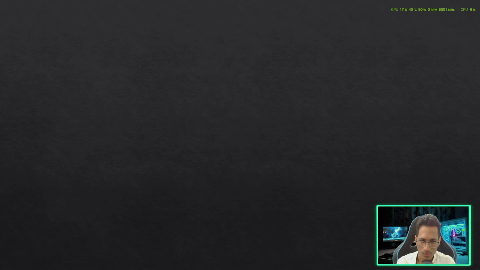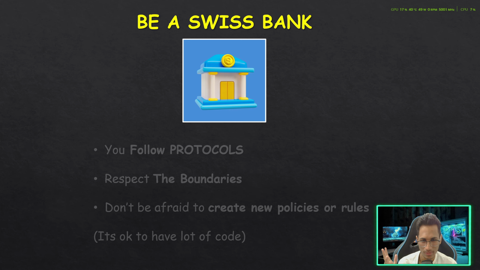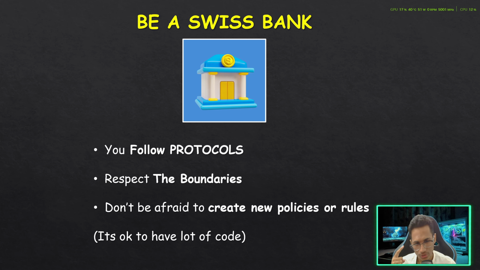Now I have many viewers who are completely into blueprints and are not ready to go into C++. For all those people, I want you to just think and act like a bank. Be a Swiss bank for that matter. Which means first you should follow the protocols. Second, you should respect the boundaries. Third, don't be afraid to create new policies or rules. And it is okay to have a lot of lines of code. It's absolutely fine. If you follow these three principles every time you are writing the code, you will be good.